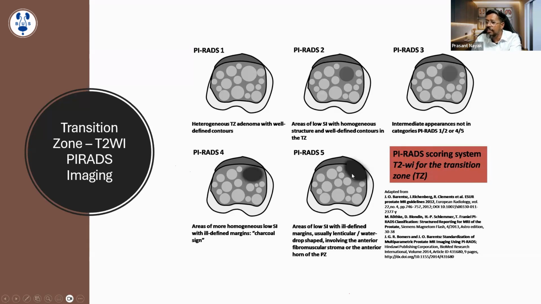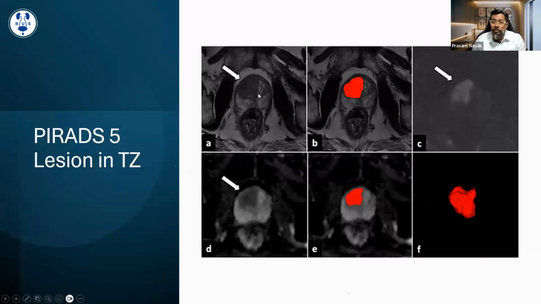PI-RADS 5, again, is a very amorphous kind of lesion, maybe breaking through the transitional zone and encroaching into the surrounding zones with irregular or diffuse margins all around. So that becomes a PI-RADS 5, right? So either it is a water drop shaped lenticular lesion involving the AFS or the anterior horn of the peripheral zone, so it has come into the peripheral zone, or there's a large amorphous lesion with indistinct margin. That becomes a PI-RADS 5. So this is the PI-RADS 5 lesion.